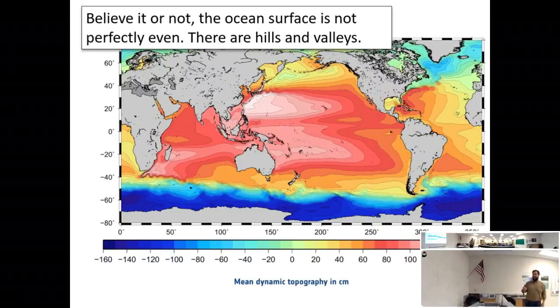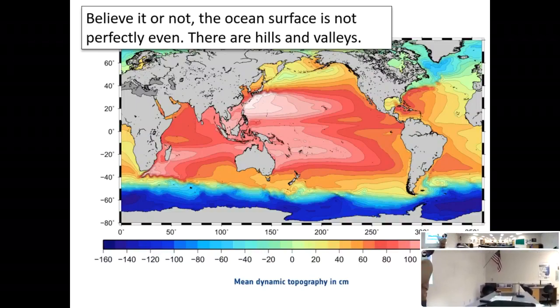And then you can see there are kind of like valleys down here in the Southern Ocean, right? So there are hills and valleys. That creates areas of high pressure and low pressure, and it will direct and control the flow of water. Because you can imagine, water's not going to want to flow uphill. If the water wants to flow on top of this hill, it's got to climb up, up, up, up, up.